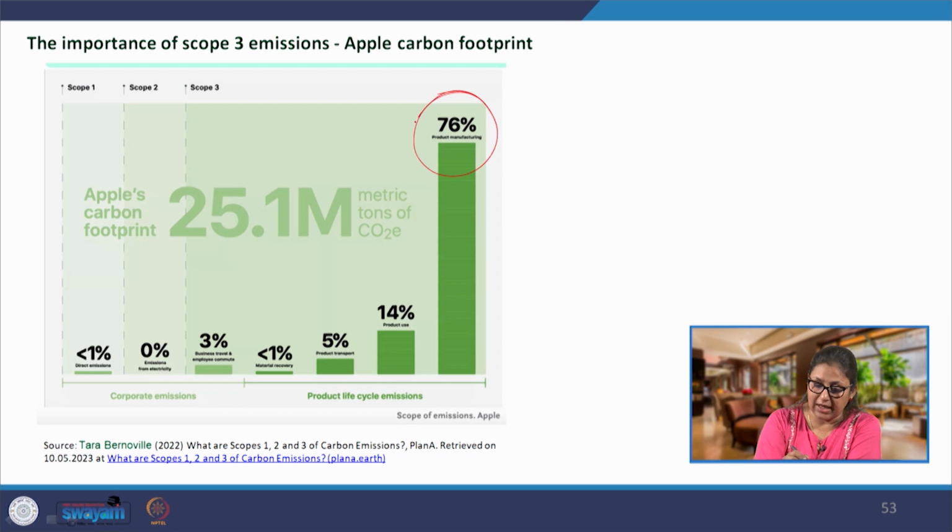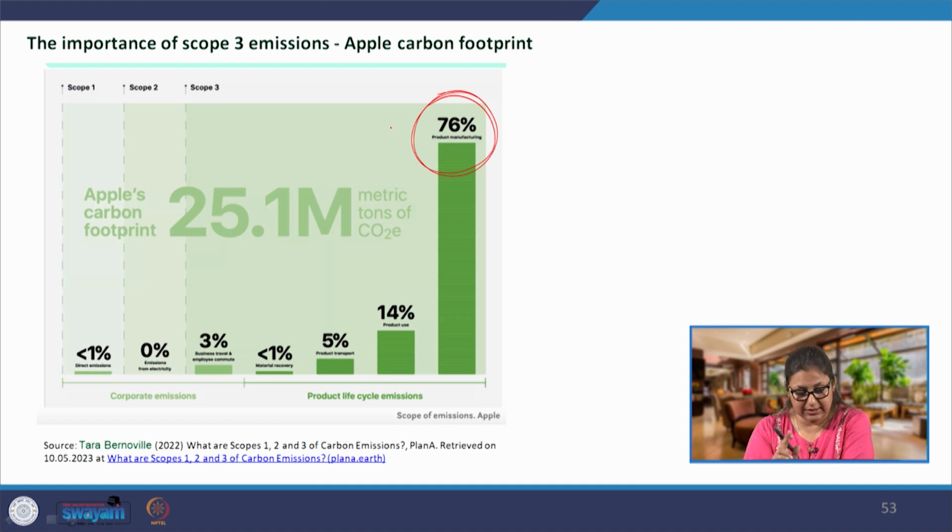So, this is the highest, and improvement in the processes and emissions during processes will bring a lot of reductions to the emissions for Apple.